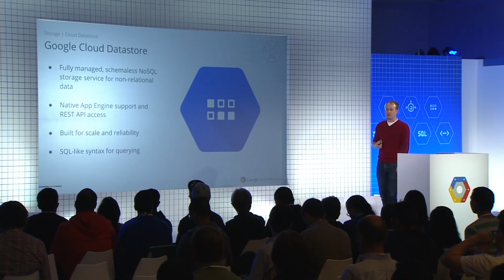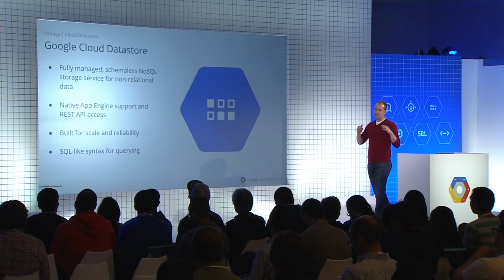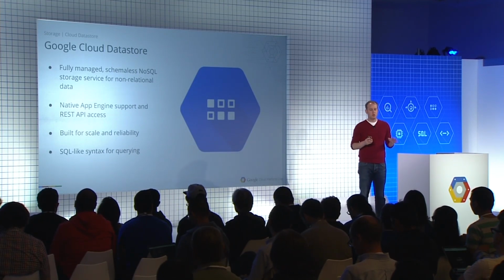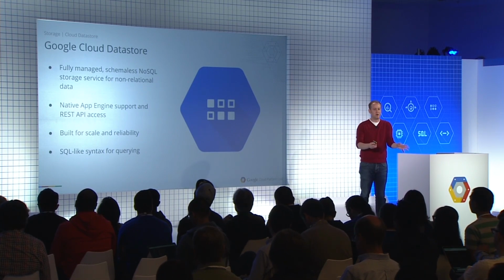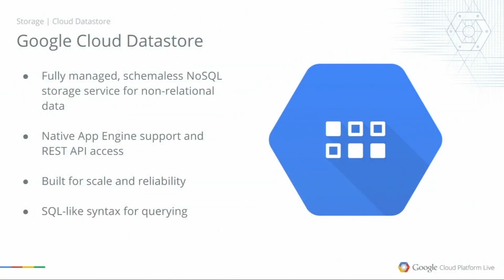So first, let's talk about Cloud Datastore. It's a fully managed, schemaless, NoSQL storage for non-relational data. It's a bit of a mouthful there, but really it's a lightning-quick set of storage for your application. It was originally built to interact with App Engine. App Engine needed a place to store data. Cloud Datastore was the perfect fit.